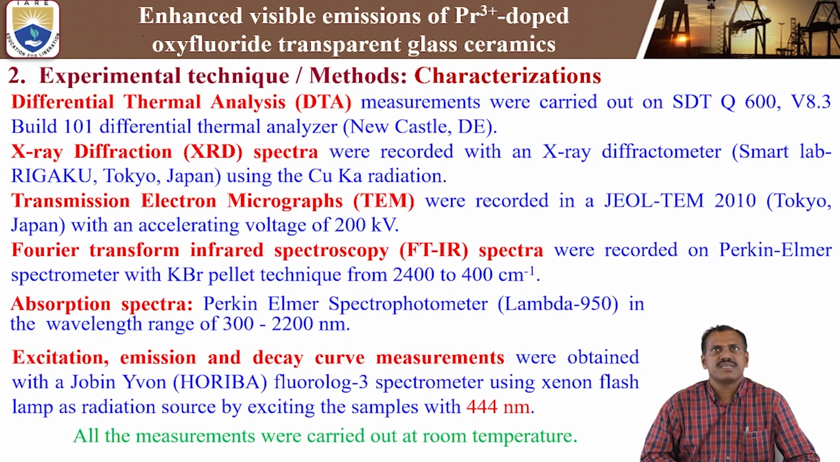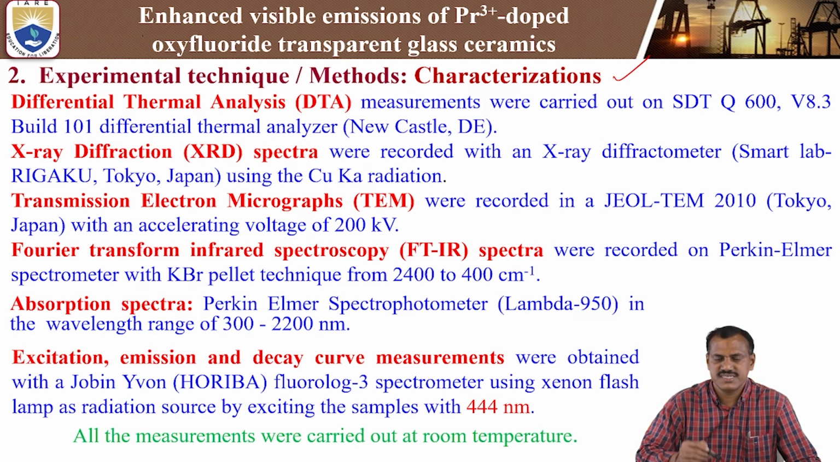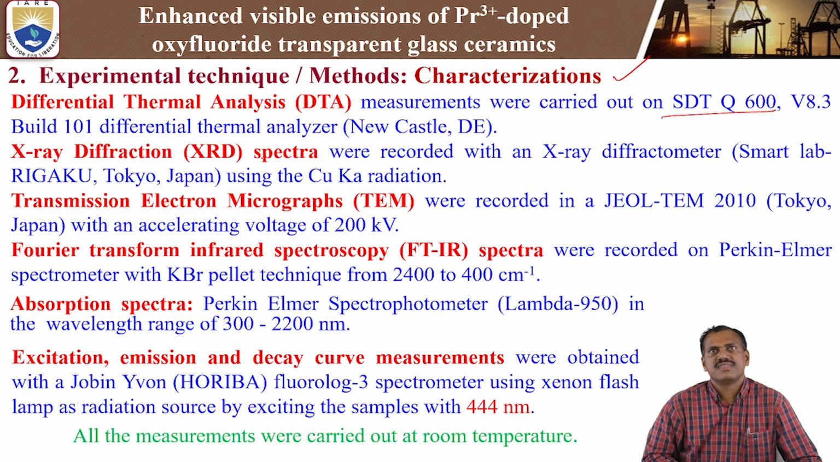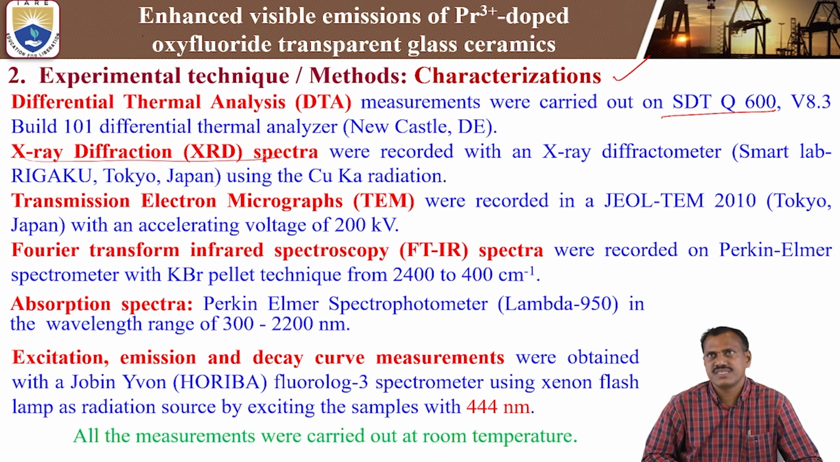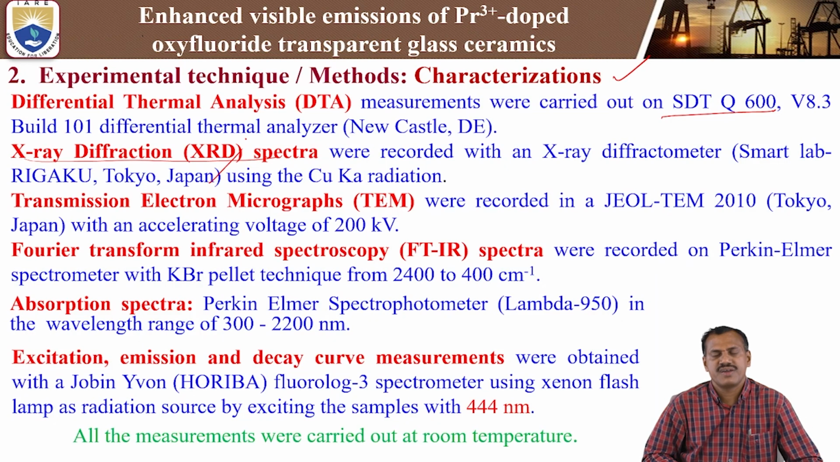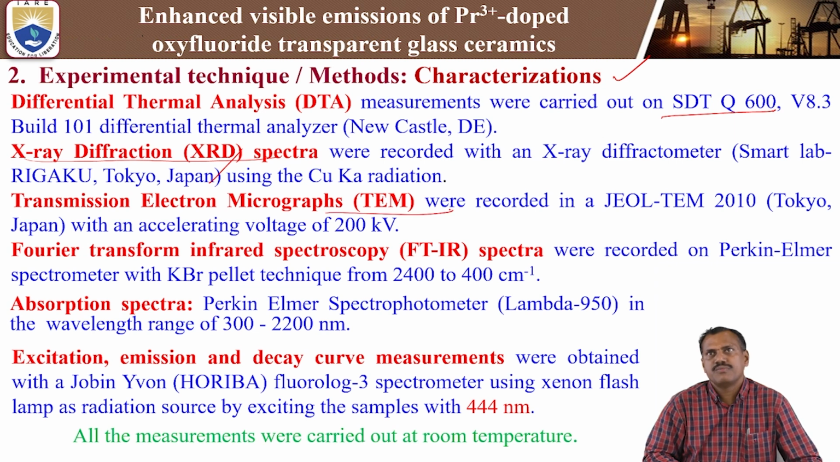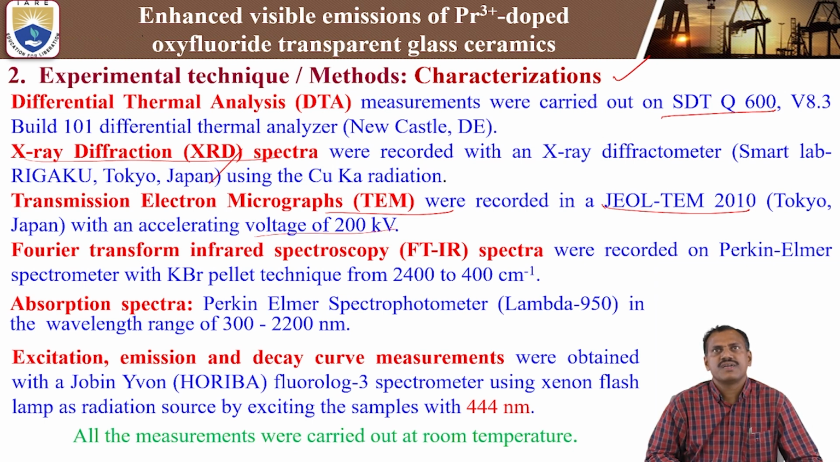Next, coming to the experimental techniques or methods of characterization. The first is differential thermal analysis. DTA measurements were carried out using the SDT Q600 V8.3 Build 101 differential thermal analyzer. Next, X-ray diffraction: XRD spectra were recorded using the SmartLab Rigaku, Tokyo, Japan, with copper K alpha as the radiation source. Next, transmission electron microscope: the TEM analysis was recorded by JEOL TEM 2010, also from Tokyo, Japan, with an accelerating voltage of 200 kilovolts.